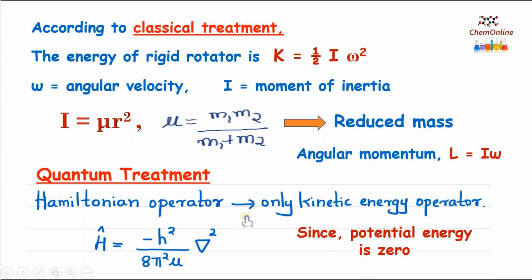Now when we come to the quantum mechanical treatment, we can represent the total energy using the Hamiltonian operator. Here the Hamiltonian operator is just the kinetic energy operator. Why? Since the bond length r is fixed, the potential energy is taken as 0. So the Hamiltonian operator will be only the kinetic energy operator, given by H cap equals minus h square by 8 pi square mu into del square, where h is Planck's constant, mu is the reduced mass, and del square is the Laplacian operator, which is given by dou square by dou x square plus dou square by dou y square plus dou square by dou z square in Cartesian coordinates.